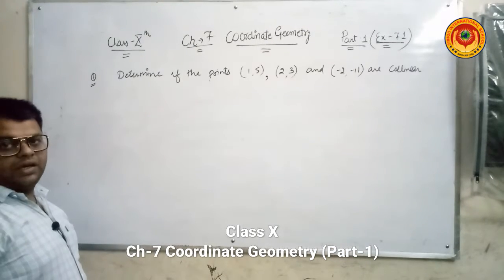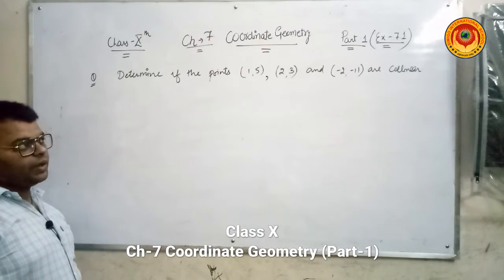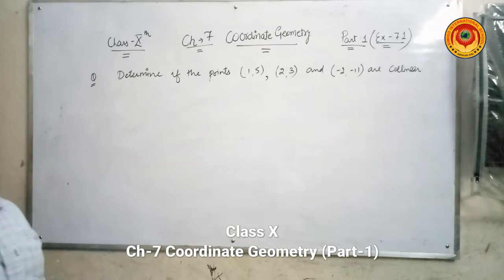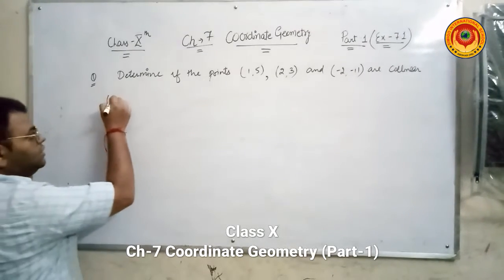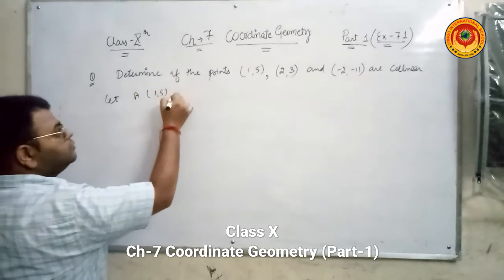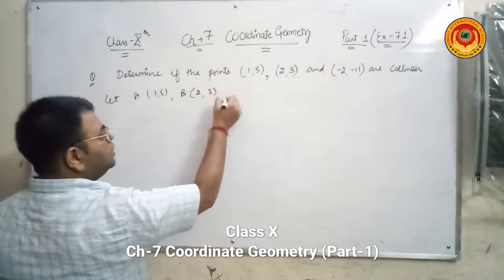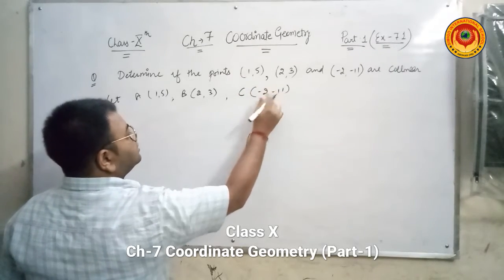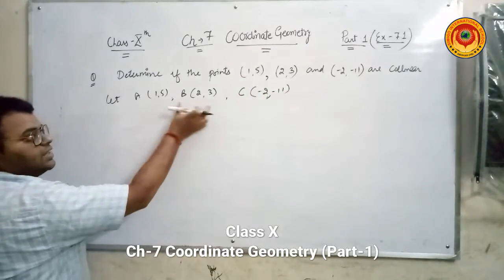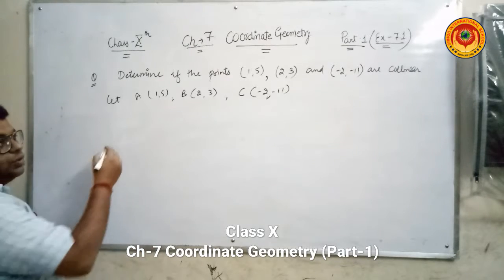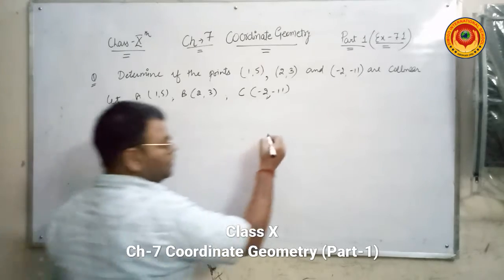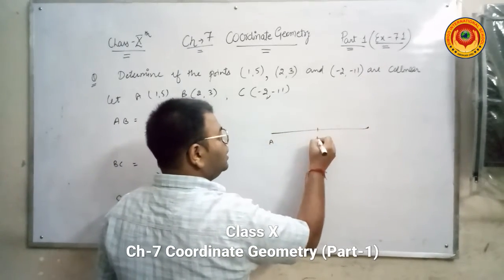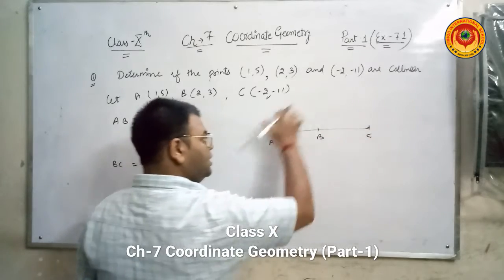Now the next question is, determine if the points 1, 5, 2, 3 and minus 2, minus 11 are collinear or not. What is the meaning of collinear? Collinear means all points lie on the same line. So let A be 1, 5, B be 2, 3 and C be minus 2, minus 11. This semicolon indicates the next line. Okay, so first find AB, then BC and then CA. Why? Suppose you have a line with A, B and C: AB, BC and then CA.